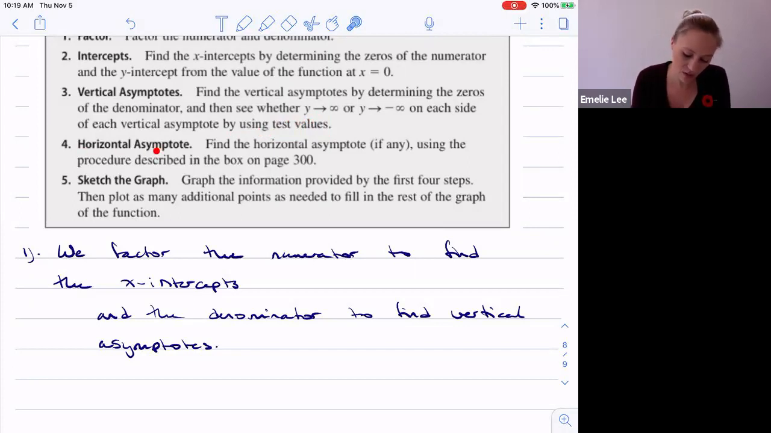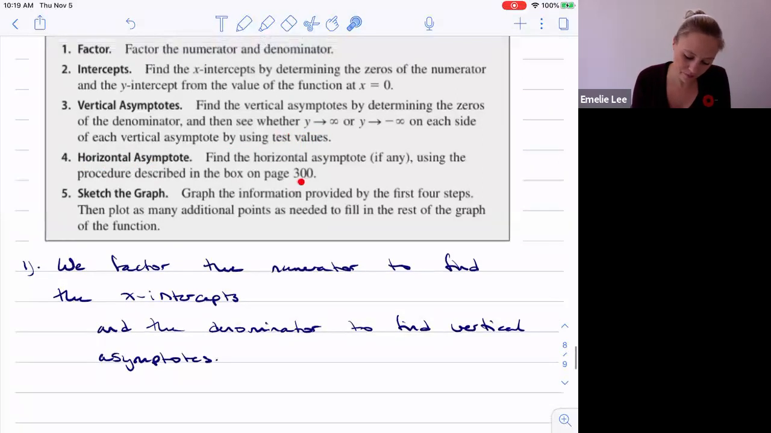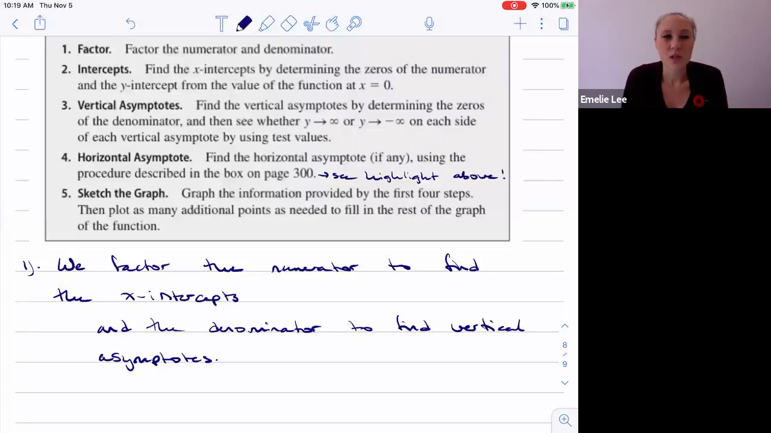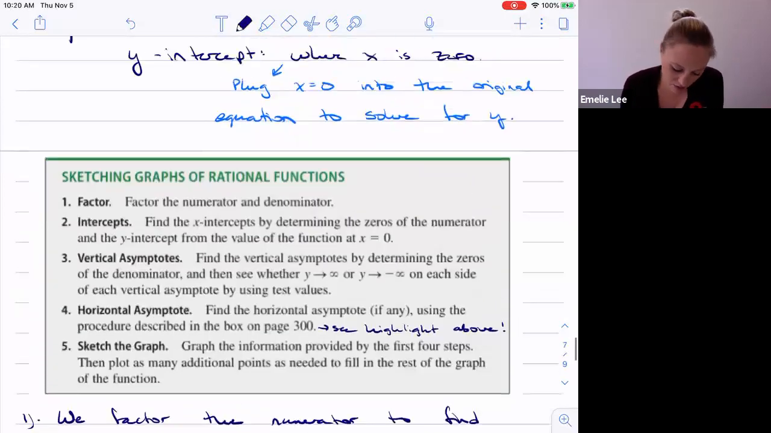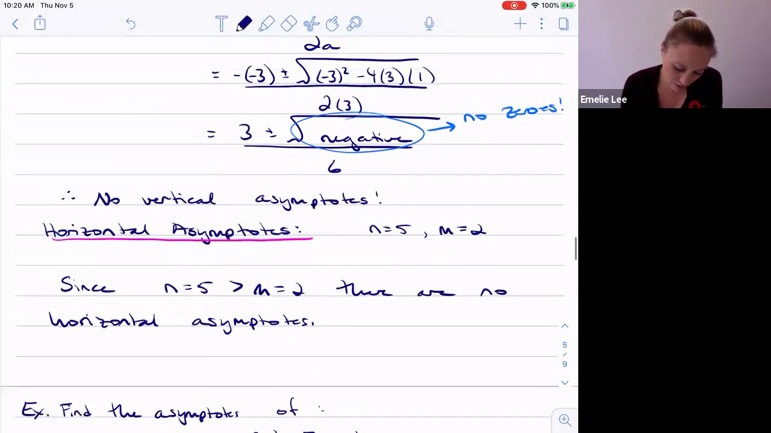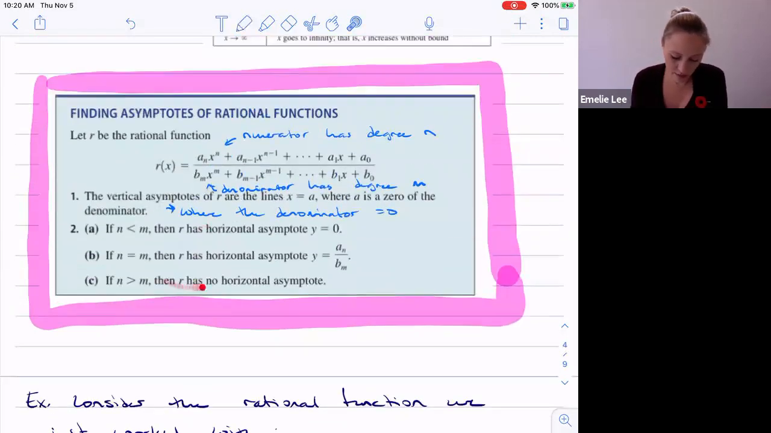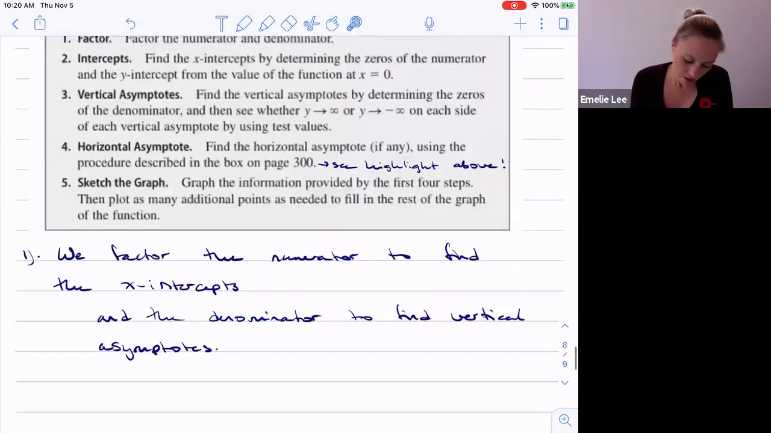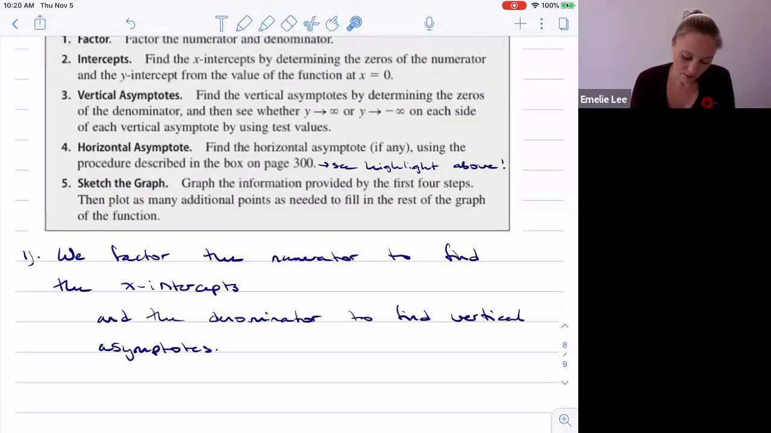The horizontal asymptote, right? See the highlight above. So you use those horizontal asymptote rules that we highlighted. Where are they? Here. Right, so here we can figure out if we have a horizontal asymptote and what it might be. And it all depends on the degree of the numerator and the degree of the denominator. Okay. Then we can sketch the graph. Okay.